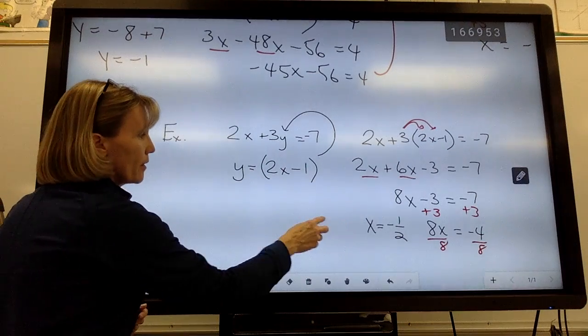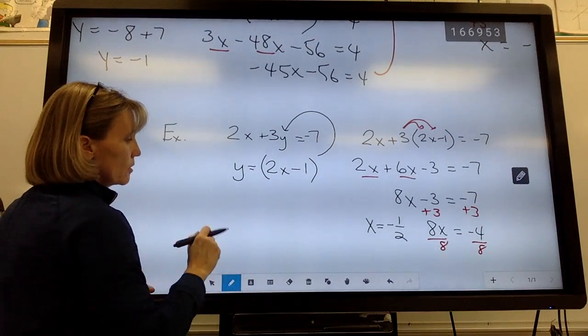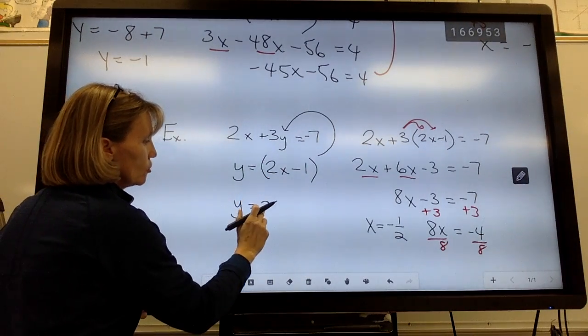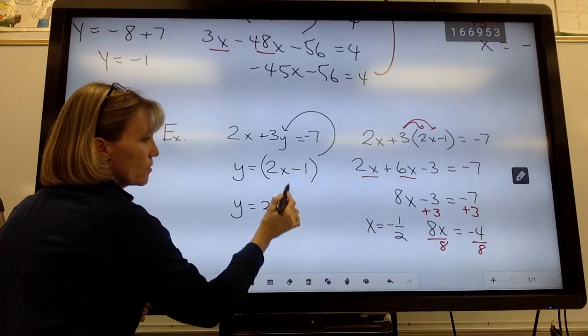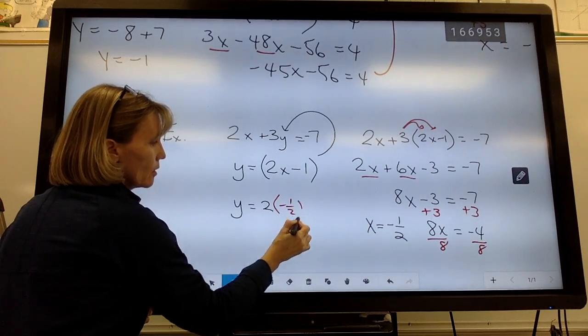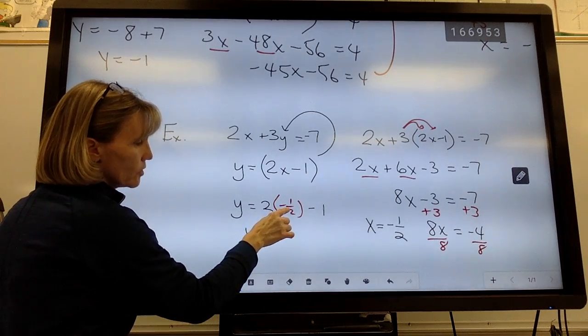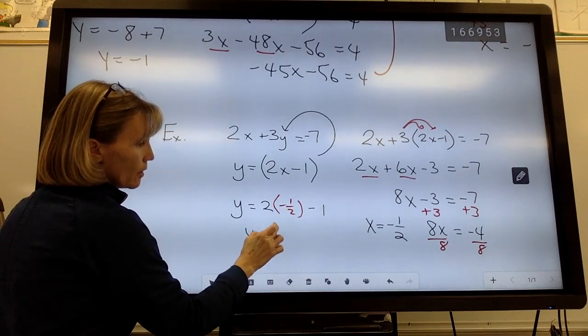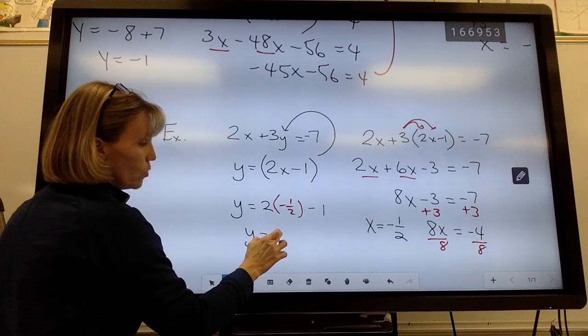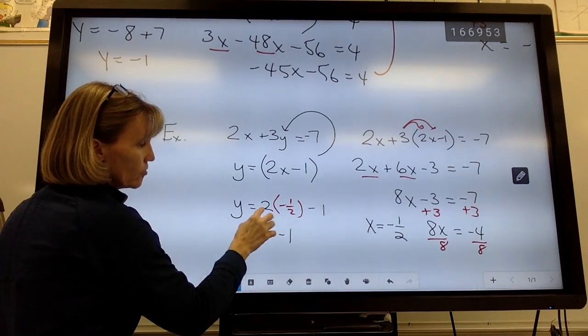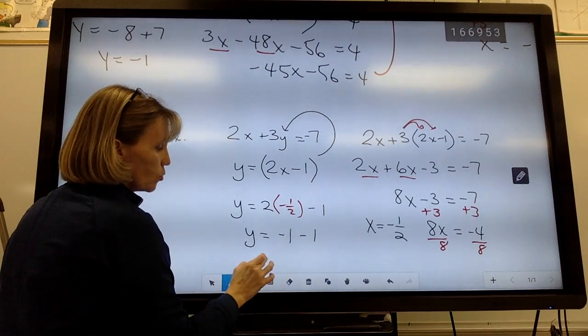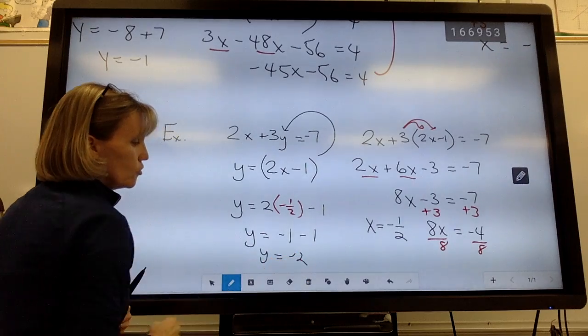And then I'm going to take that value and plug it in up here. So I'm going to say y equals 2, and I'm going to put in the x value that I just found and calculate the y value. So y equals 2 times negative 1/2. Half of 2 is 1, and it would be negative, since a negative times a positive is negative. Minus 1, y equals negative 2.